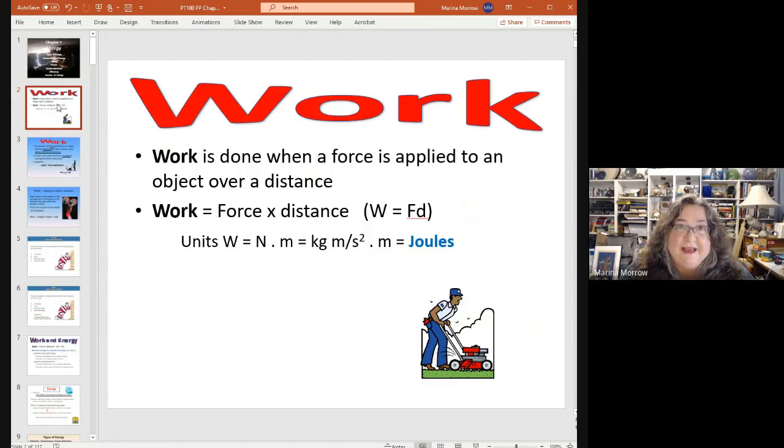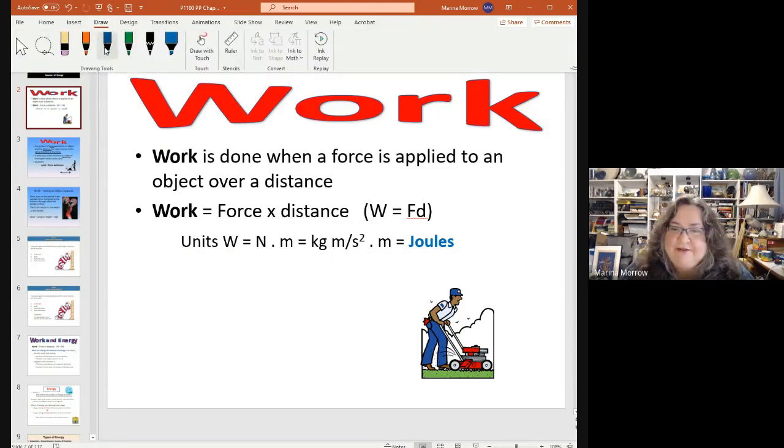Work is force times distance. Now, we've already talked about impulse, which was force times time. This is force times a distance. So you're pushing on something, maybe pushing on your car, trying to get it to go, and you're pushing for a certain distance. You've done work on that car.